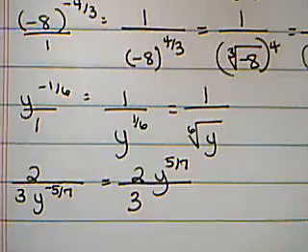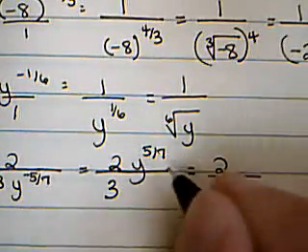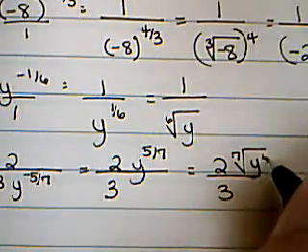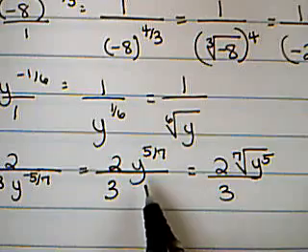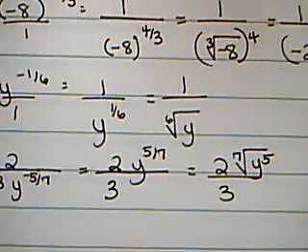And if you want to rewrite this in radical form, then what you would actually do is take the 7th root of y to the 5th power. But you should be able to leave it either way, just because we can't simplify the 7th root of y to the 5th.